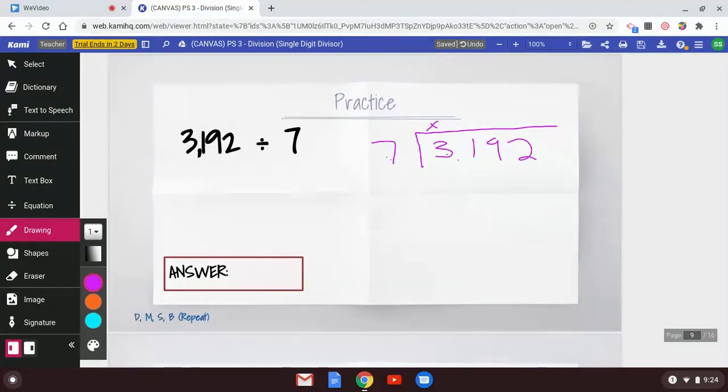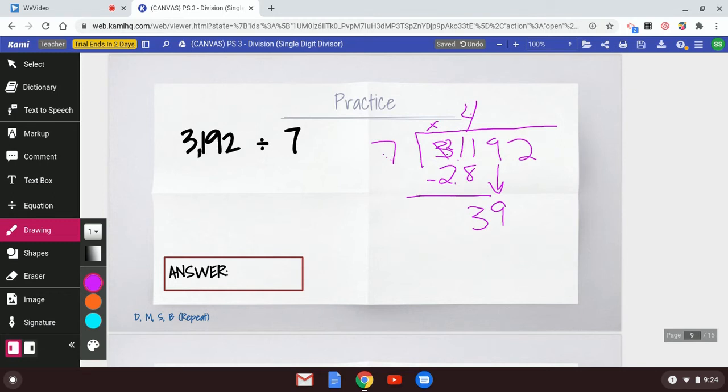7, can it go into 30? Yes. How many times? Well, 7 times 4 is 28. So first I divide, 4. Then I multiply. 4 times 7 is 28. And then I subtract. I have to borrow here. And 11 minus 8 is 3. And then remember, after subtract is sister, brother, bring it down.